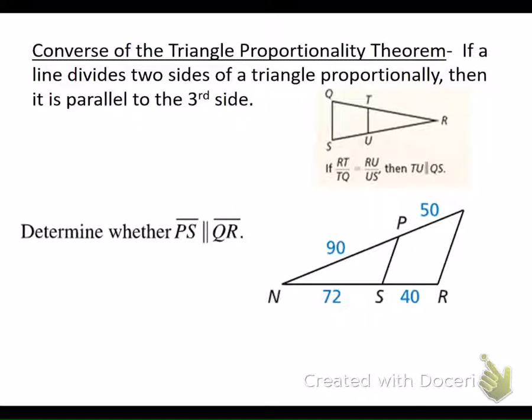Converse of the triangle proportionality theorem. If a line divides two sides of a triangle proportionally, then it is parallel to the third side. So what this is saying is that if these two segments are proportional to these two segments, then you know that these lines are parallel. So we're going to determine whether PS is parallel to something that's not here. I think that's supposed to be a Q. Because it says QR and there's no Q anywhere on here, so I'm assuming that that's supposed to be QR.